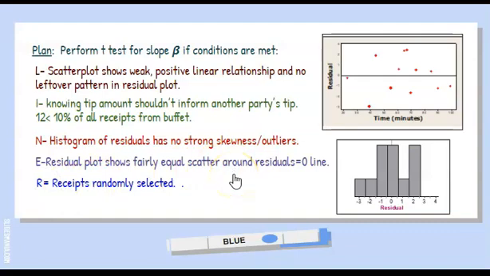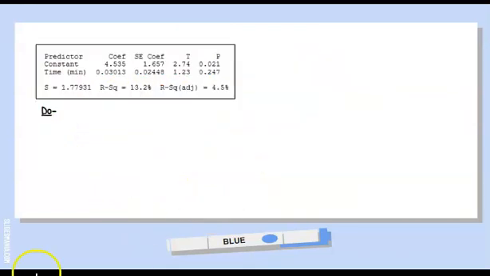Again, just remember, a lot of times, if they ask you to do a hypothesis test on slope, they will make a statement like, assume all the conditions are met, so you do not have to spend time doing this. But you do need to have an idea of what's going on. All right, on the do step, actually I'm going to show you how this table gives you everything you need.